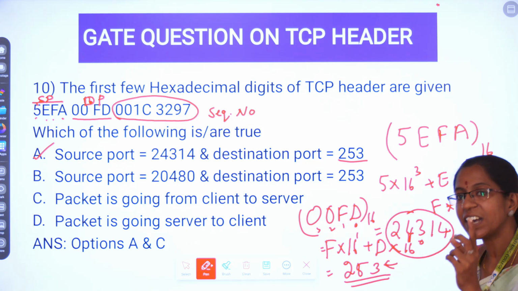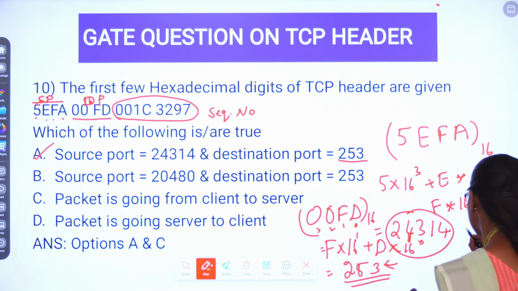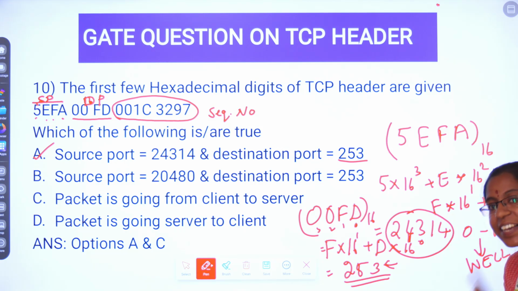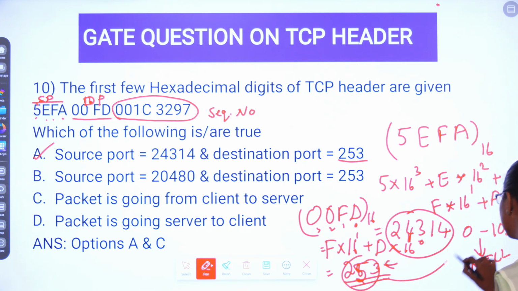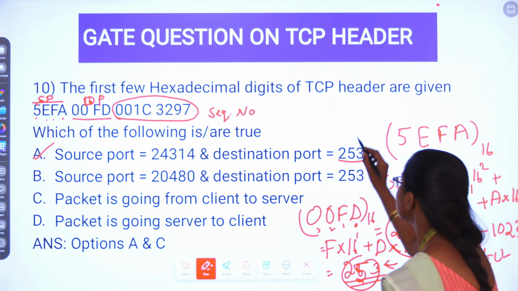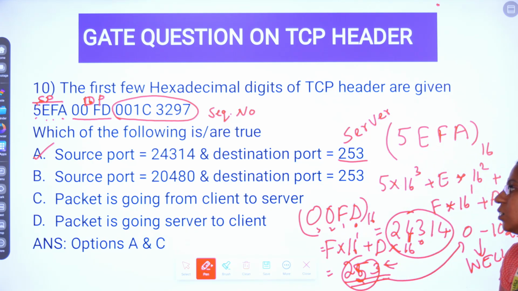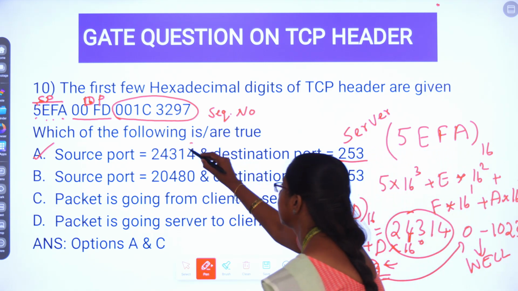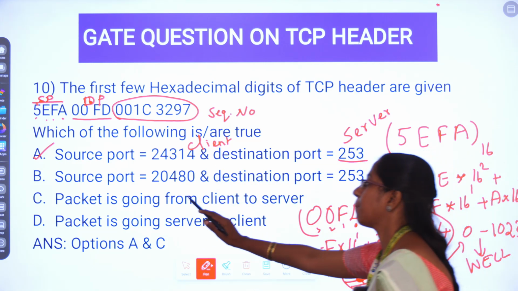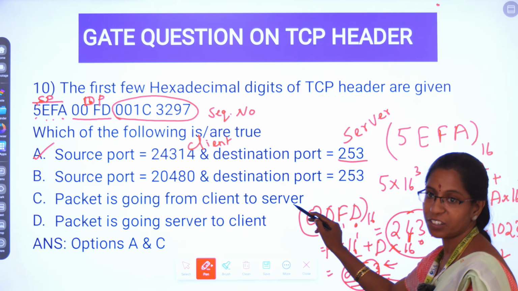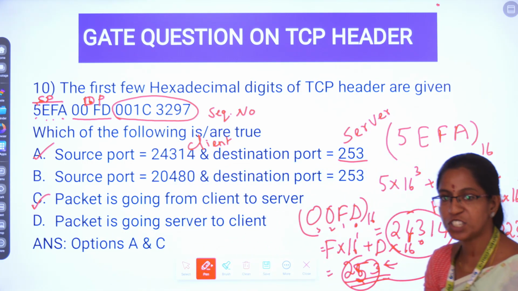So already from the diagram we can understand well-known ports start from 0 to 1023, called well-known port numbers. Well-known port number means, like telnet, that should be assigned only by the server. Okay, so 253 comes under well-known port numbers. So this destination port is the server. Okay, so the source port is automatically the client. From this we can understand the packet is going from source port, this is client, to destination port, server. So the second right answer is option C.